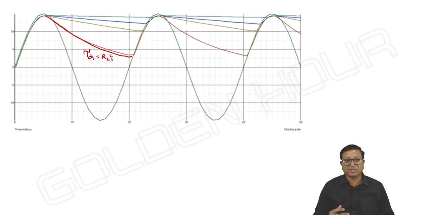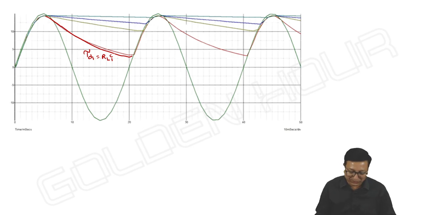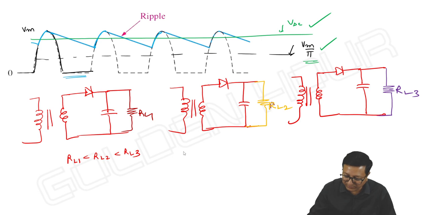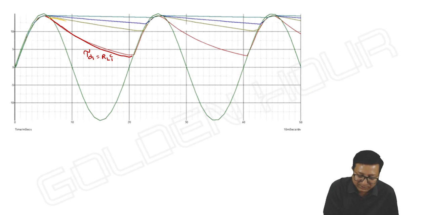Second case: compared to RL1, RL2 is larger, so definitely it will discharge slowly compared to the previous case. If I take the second case, the capacitor will discharge a bit slower compared to the previous case. That's why the discharging time is like this. This is tau d2 equal to RL2 into C.